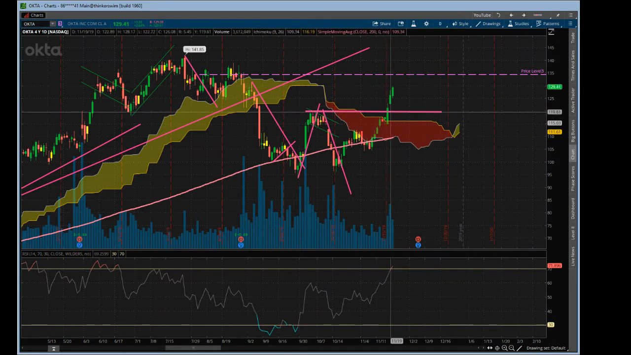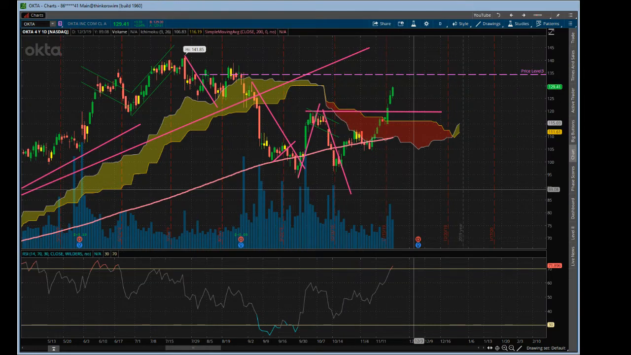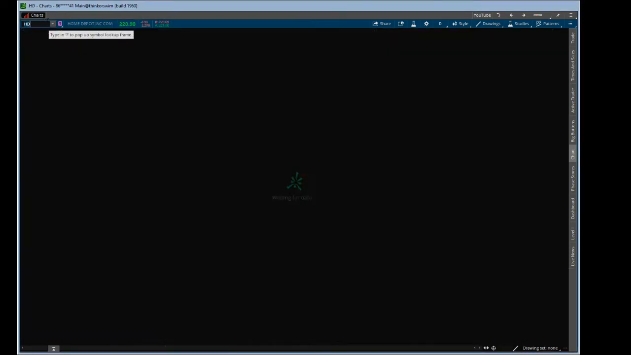It's more expensive now. Nice close above all of those levels. It got out of the cloud. It really was a pretty close that day. So Okta's looking pretty good. And then HD. Oh, HD got just decimated today and yesterday.